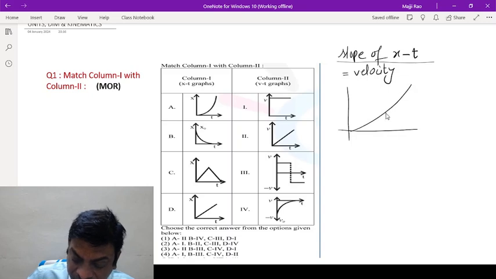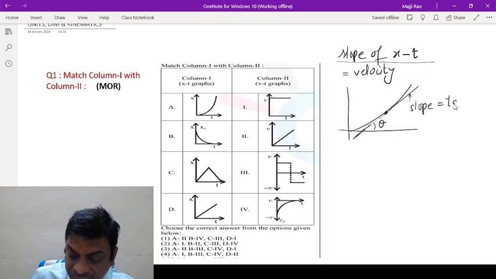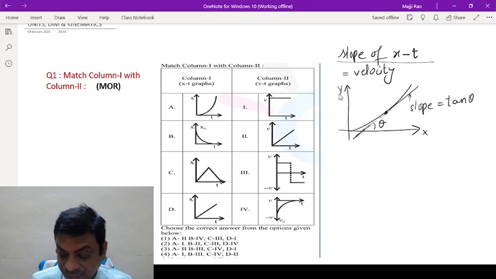For a curve, how to measure the steepness? Suppose you want to measure the steepness here, draw a tangent to the curve at that point. Measure the steepness of this. That will give you the slope. So actually slope means tan of theta, where theta is the angle made with the tangent and x-axis.